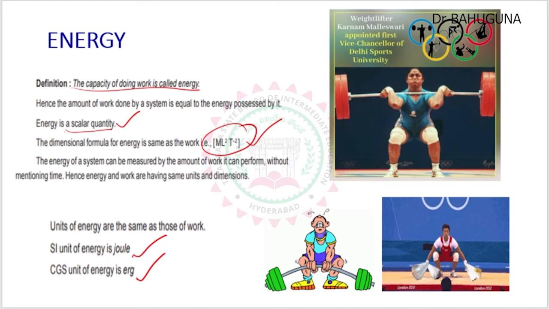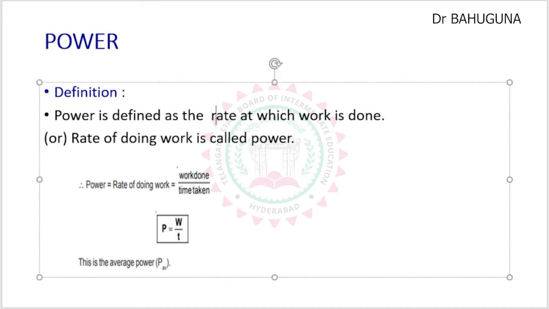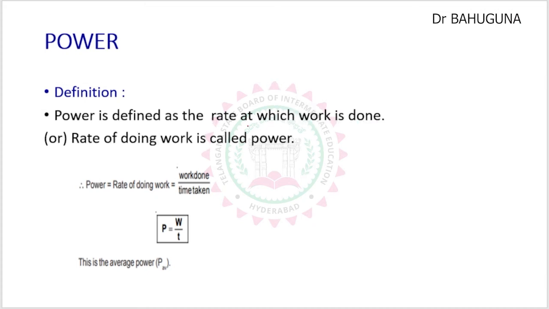Power. Power is nothing but rate of doing work. See here, the rate at which work is done is called power. So what is rate? Nothing but with the time. Work done by time is called power. So what is the formula? Power is equal to work by time.